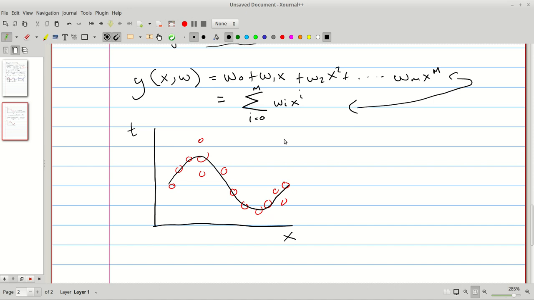So exactly what are we trying to do here? Well, if you think about it, this line is representing y of x comma w, right? This is what this line is. It's y of x comma w. So this is our prediction. This is our prediction.